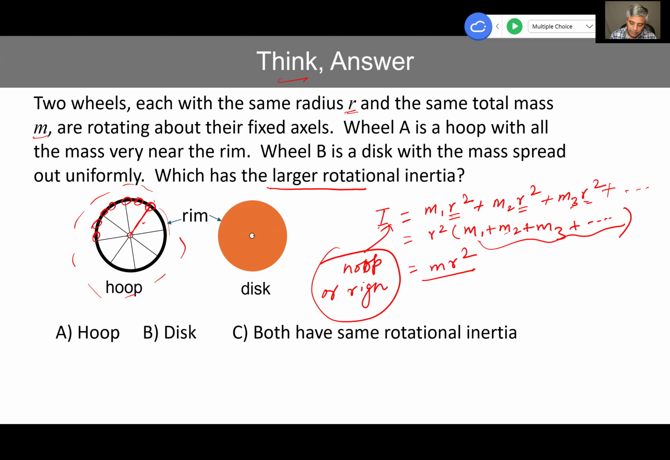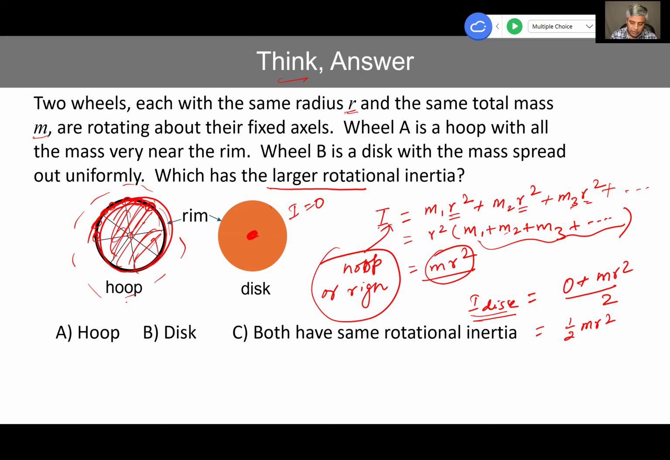So if all masses were concentrated right there, the rotational inertia would be zero. And we just learned if the masses were all concentrated at distance r, then that would be mr square. So we can say I for the disk is the average of those. This is the simplest way of looking at it. That gives me half mr square. So when mass is distributed everywhere, rotational inertia becomes smaller, and it turns out in this case it becomes exactly half.